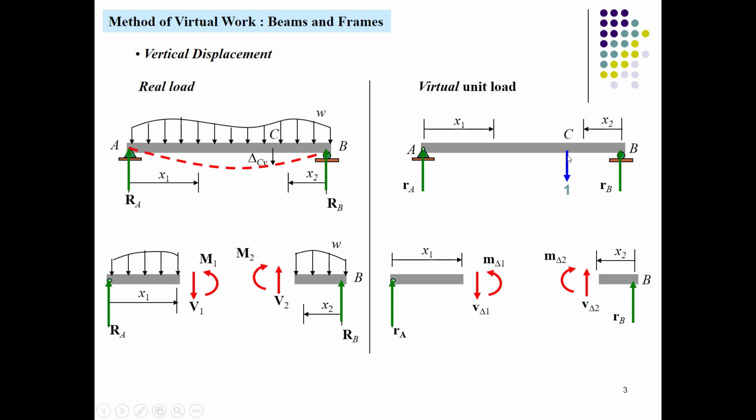As I have explained earlier, you have to take the section after the loading condition changes. So we have to take the section before and after the application of a virtual load. So before application of virtual load, we have internal forces like m delta 1, v delta 1, and after the application of a virtual load, we have a moment as m delta 2 and v delta 2.